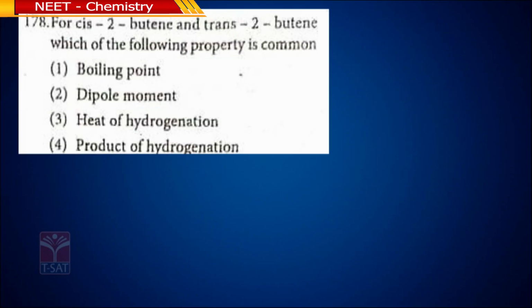Next, for cis-2-butene and trans-2-butene, which of the following properties is common? Trans has a higher boiling point than cis. Dipole moment: cis has more dipole moment than trans. Heat of hydrogenation: trans is more stable, that is why its heat of hydrogenation is less than cis. But the product of hydrogenation is the same.